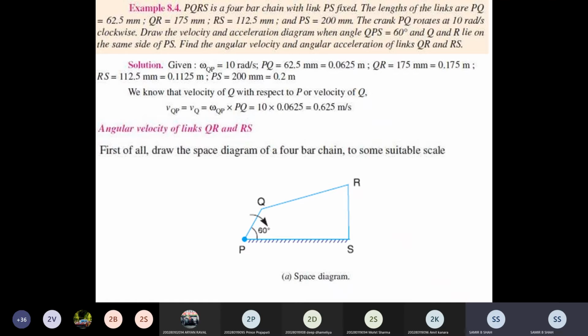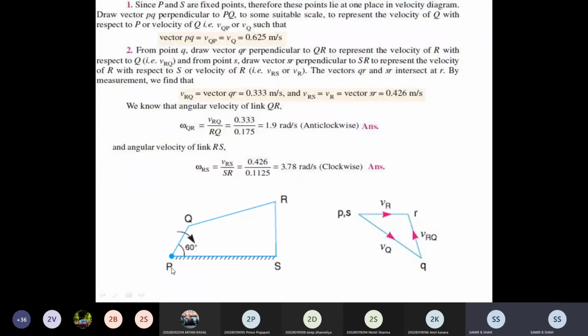Now I start to draw the velocity diagram. Before starting, we know very well that here the link PS is fixed. So these two points are considered as one point. Both points you may consider as one point. Take it anywhere in this space, take a random point, and mention small p and small s.